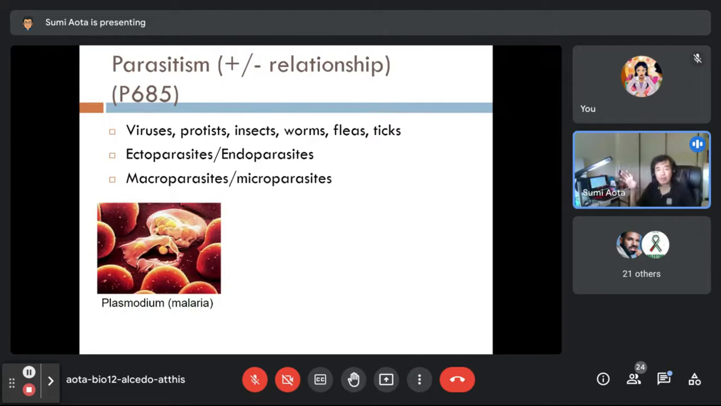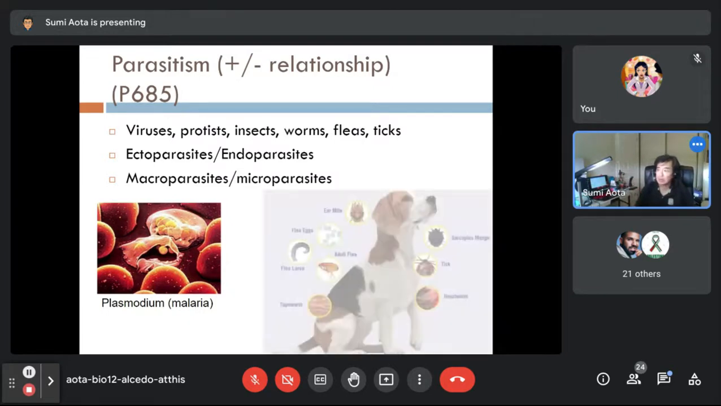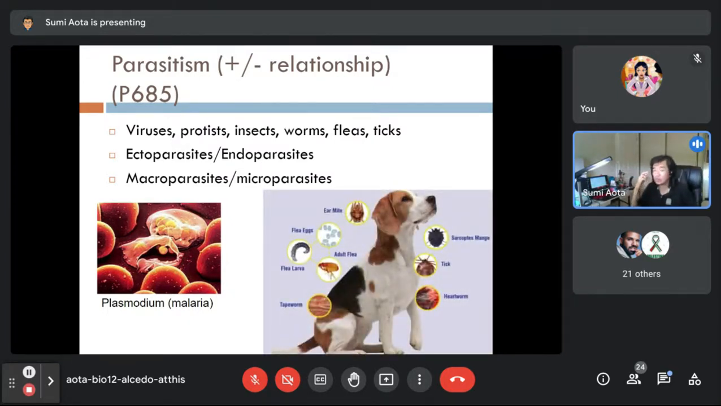There's also macroparasites, ones you can see with the naked eye, and microparasites, ones that you can't. You need a microscope. Okay, so this dog shows you the different kinds of endo and ecto, macro, and microparasites that dogs can get, which is why you have to treat dogs and cats if they're going outside.